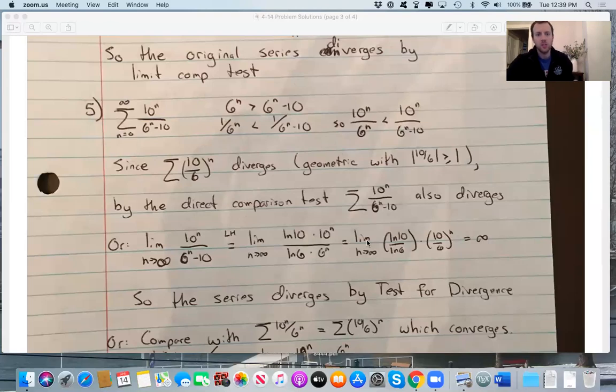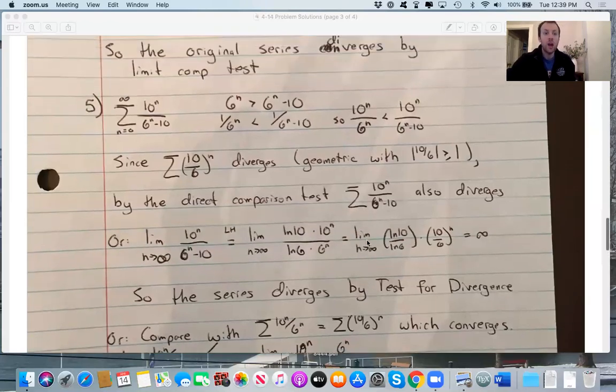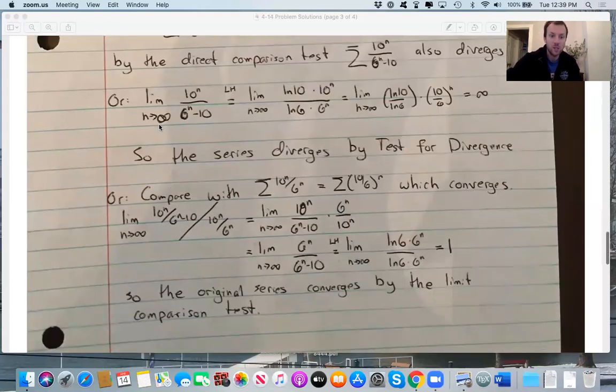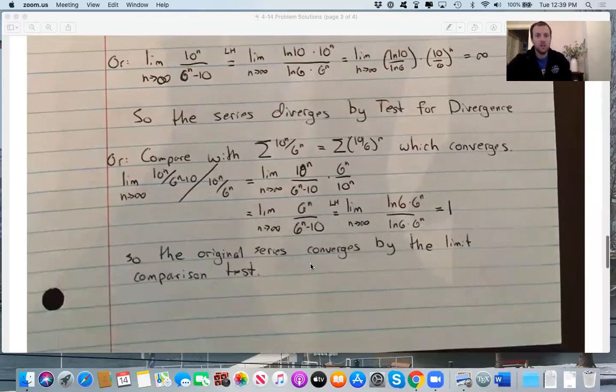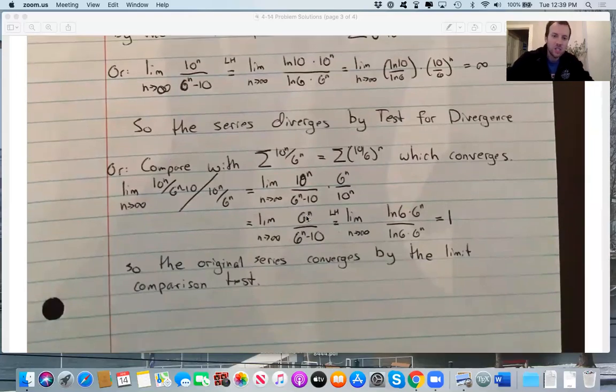To get to where there's a typo, you can also try this with the limit comparison test, which is this part right here. So again, you make kind of the same conclusion. It looks a lot like 10 to the n over 6 to the n, which you can write as 10/6 to the n. And like we said before, that's a mistake. This one diverges.